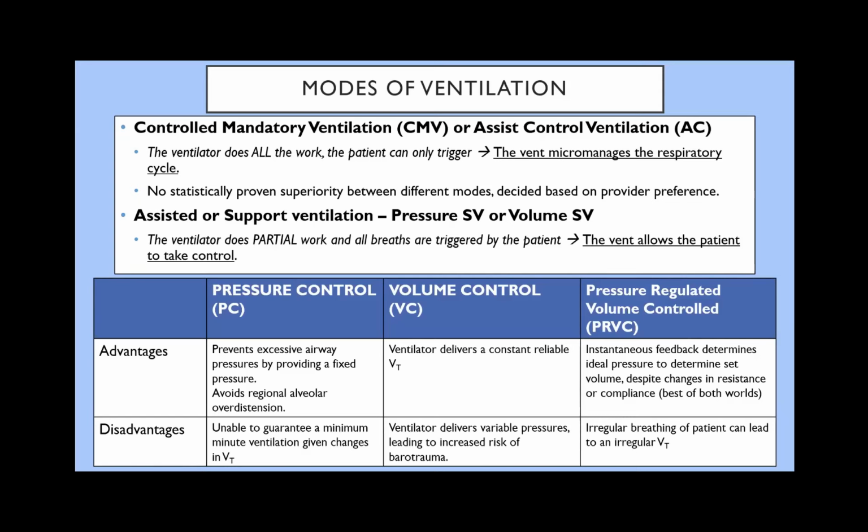Whereas with assisted or support ventilation, the ventilator is doing only part of the work. You're allowing the patient to do more work by controlling not only more parts of the respiratory cycle, but also having more control of the tidal volume. In general, we use control mandatory ventilation all the time, meaning pressure control, volume control, or PRVC.